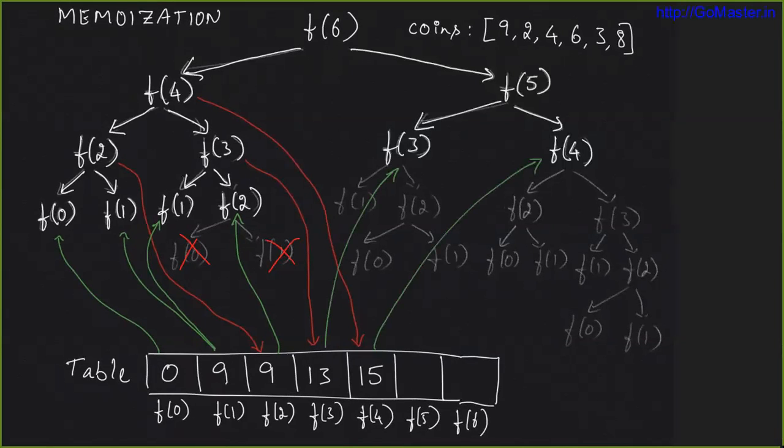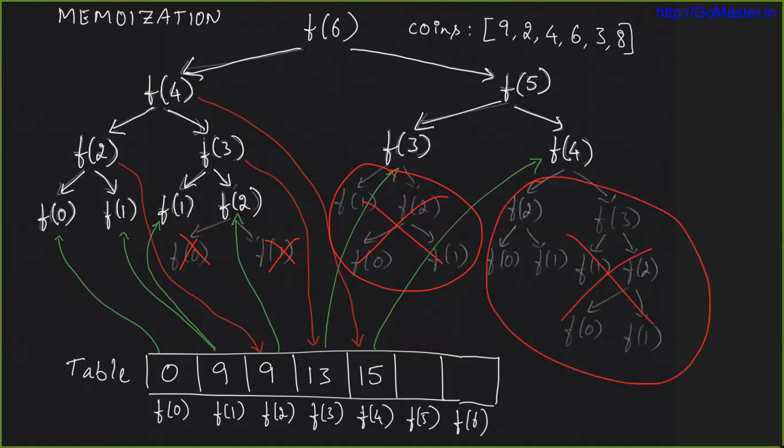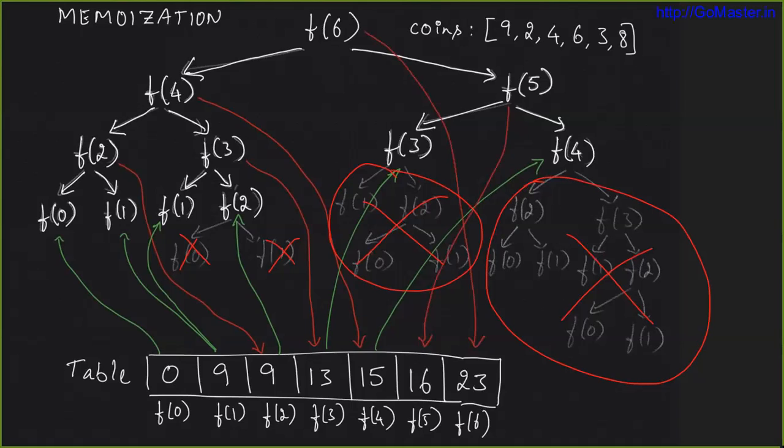So now if you come on the right side, f of 5 calls f of 3 and f of 4. Both of them are already solved. That's why this whole subtree is not going to be called, right? So this is the savings in time in a way, right? So now that's how it's going to update the whole table, and then you have the answer at f of 6, right? So this is how memoization works essentially.